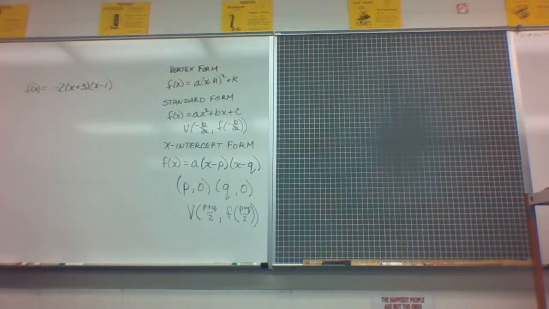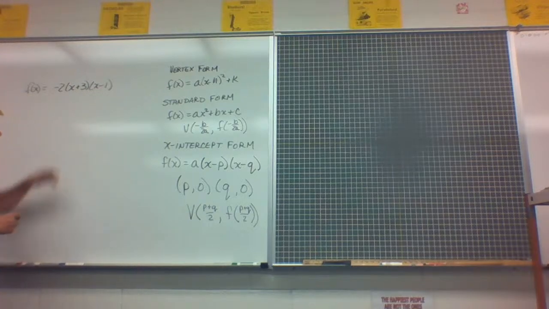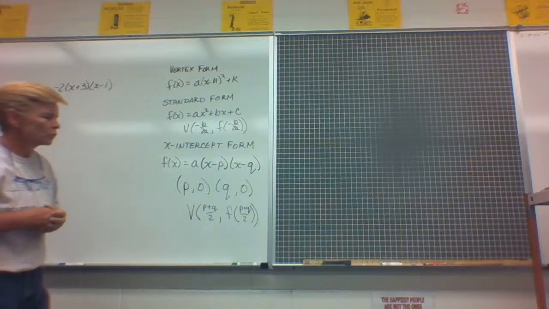Okay, this is in x-intercept form because it has two sets of parentheses with stuff in them. The size of A is 2, which means that when we finally get done, it's going to be a bit of a stretch, and it's going to open downward, but I'm not ready to consider that yet. I need to find the vertex.